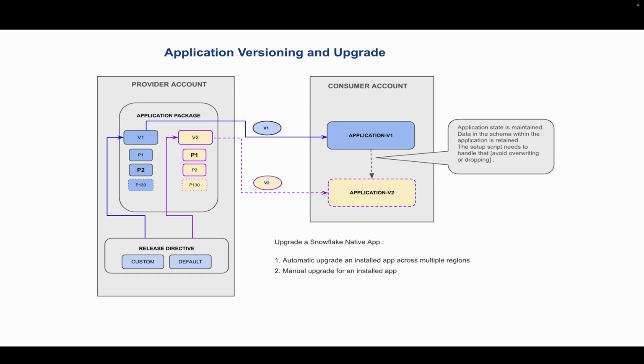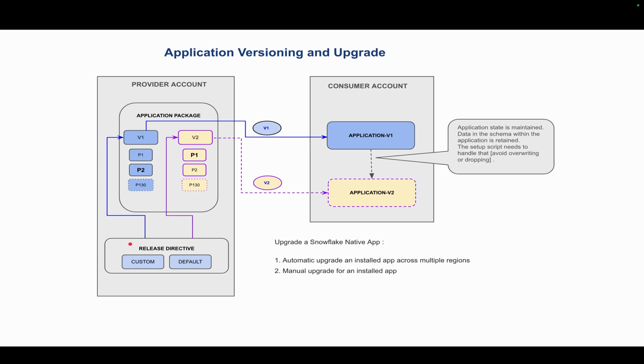Now, when is a version created? A version is created when we have some major updates. Patches are created for minor updates. So we are assuming that at this point of time, version 1 and patch 2 is actually installed on the consumer account. Please note that we have a release directive as well.